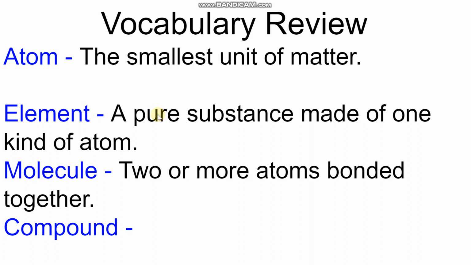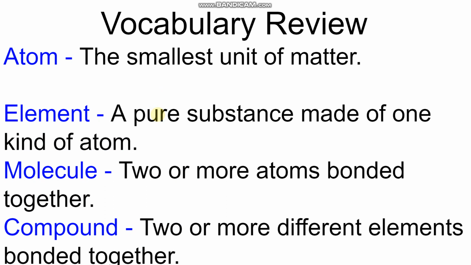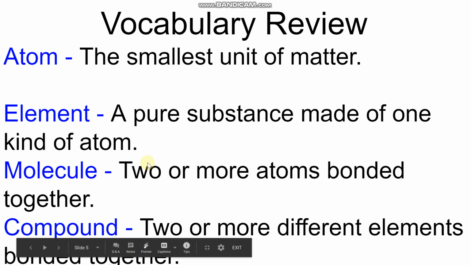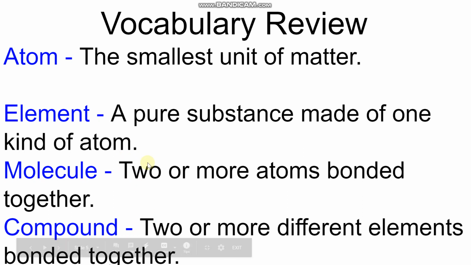Molecule. Molecule is two or more atoms that are bonded together. We usually represent that with like a little line to show that there's a bond. And then a compound is two or more different elements that are bonded together. So the big difference between a molecule and a compound is with a molecule, you have two or more atoms that are bonded together, but they could potentially be the same atom. So it's possible it could be a hydrogen atom and another hydrogen atom bonded together. With a compound, they have to be different elements.